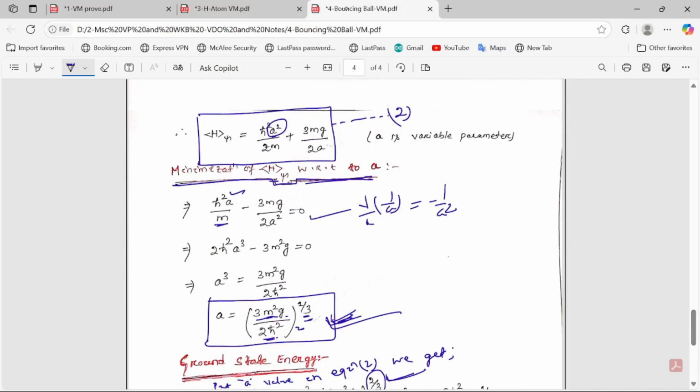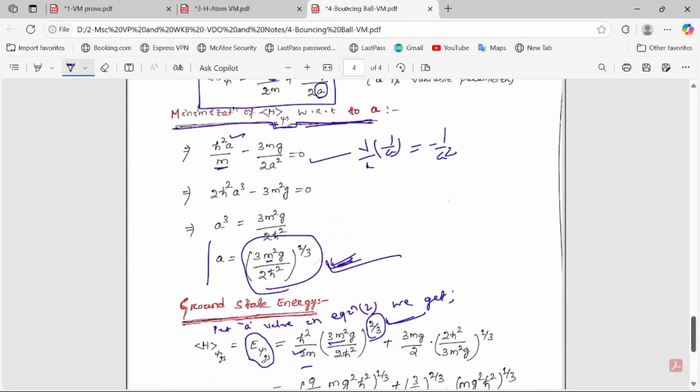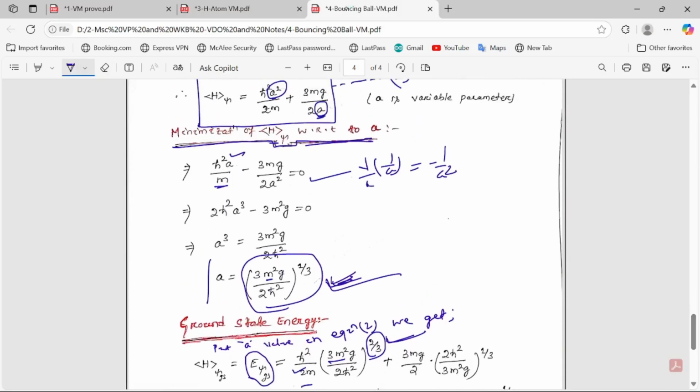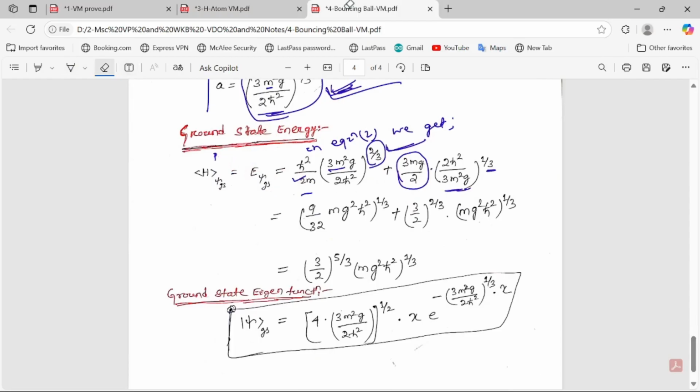Then the second term 3mg by 2a. Here instead of a you have to substitute this value carefully. If I substitute it in the denominator, it will be reversed. First you write 3mg by 2, then 1 by a. The 1 by a value, if I put it over here, will be written as (2ħ² by 3m²g) to the power 1 by 3. So here we found the ground state energy value of this system is this much.